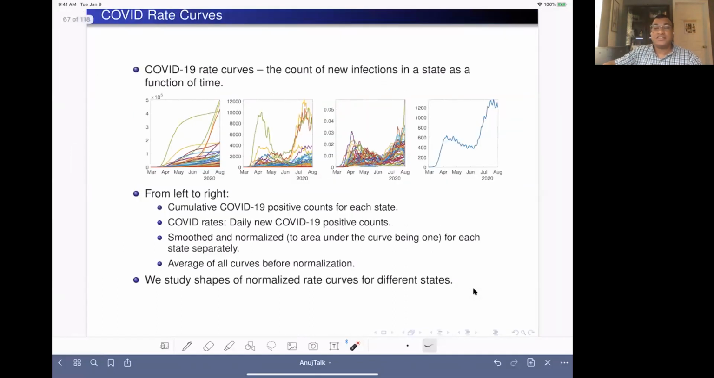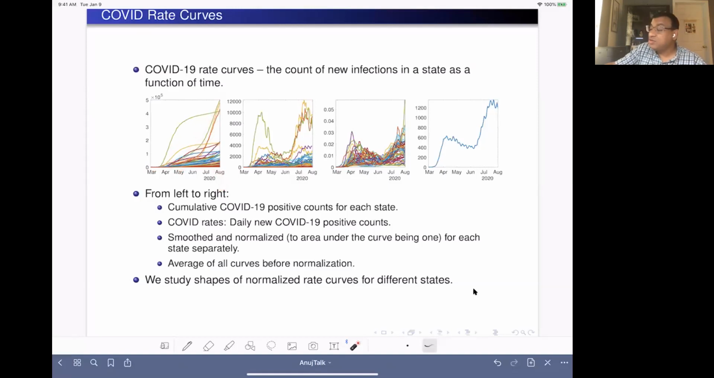So I mentioned this COVID example. On the left, what we have are 51 curves. Each curve represents a state, so 50 states plus Washington, DC. These are the cumulative counts of positive COVID detections over time. And this, of course, is New York, which grew very fast earlier on. And then there are other states. This data is only up to the first week of August, so it's not absolutely the latest data.